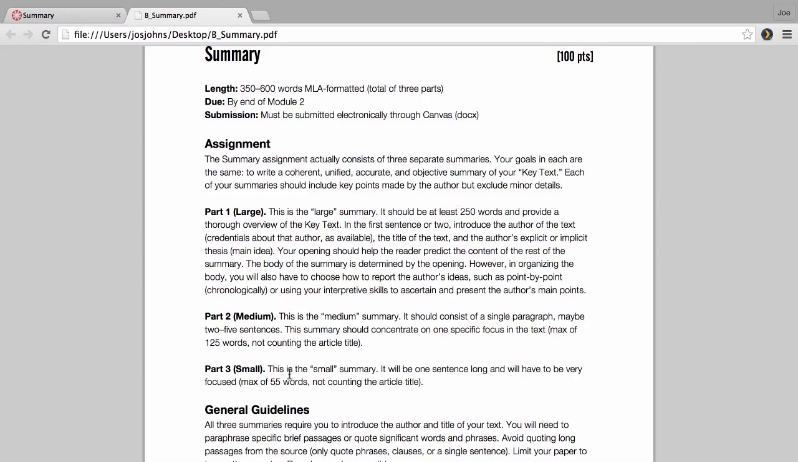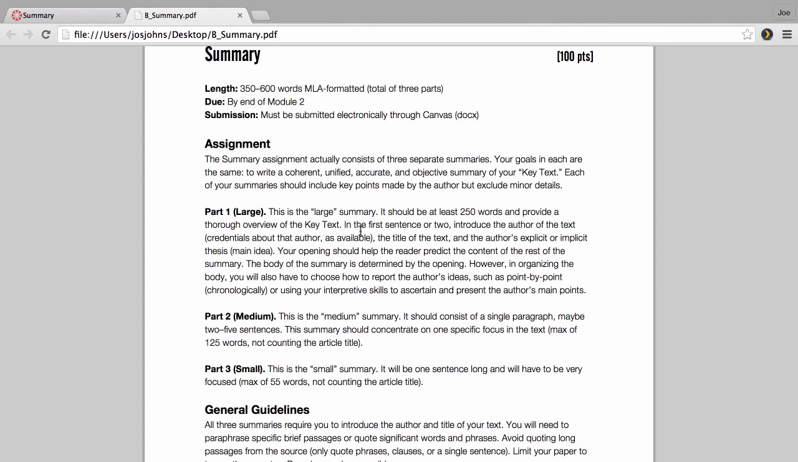There's a large, a medium, and a small. That's because you're going to do multiple types of summary in academic writing: extended summaries, such as an overview of an entire text, medium summaries, and little small one-sentence or quick-phrase summaries. So what I would like to see is how you can read a text, get to the main ideas, but continually reduce your focus depending on context.